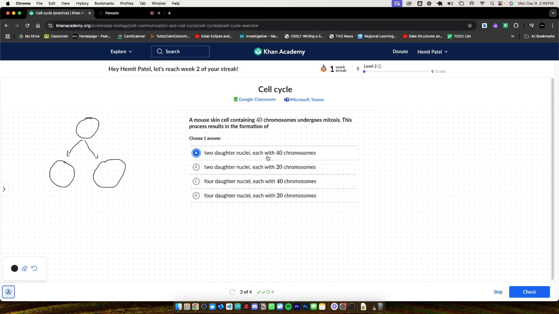And the way that you can have 40 chromosomes is actually because of the chromatids. So remember, this is the parent cell, let's say. Let's say this is the parent nucleus, actually, right? Because we don't really care about the other parts that much.